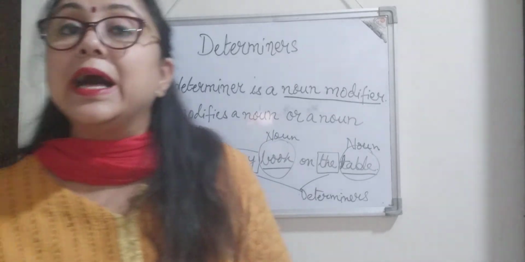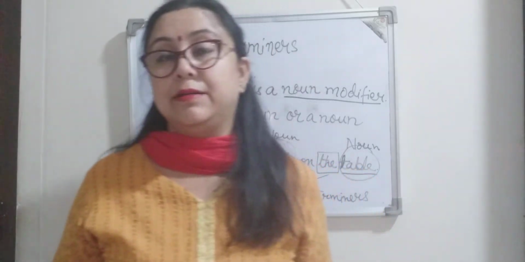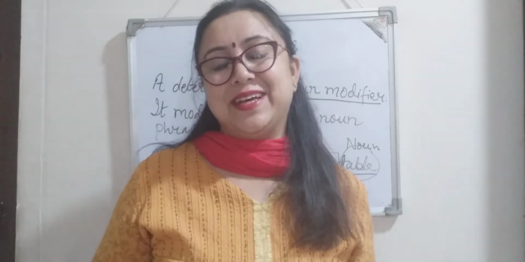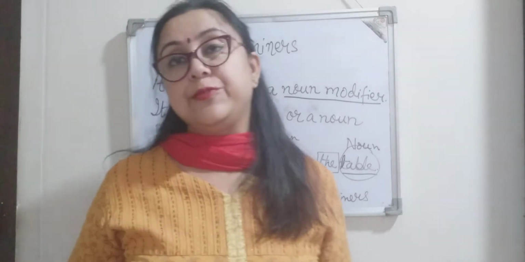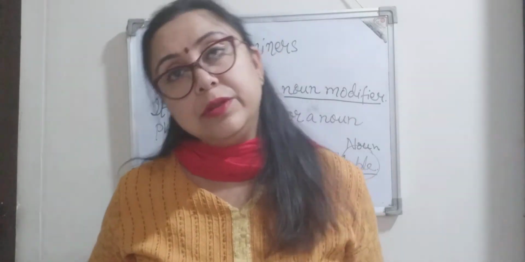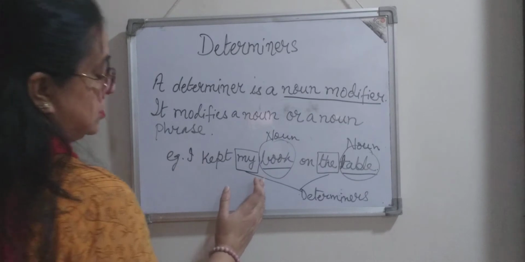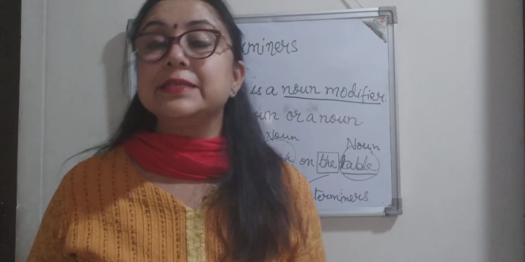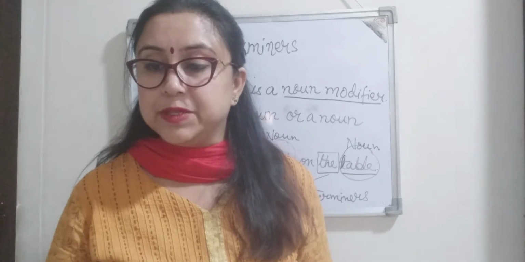So I hope all of you have understood what exactly determiners are. So I repeat once again, determiners are nothing but noun modifiers, noun or noun phrase modifiers, right? They give more information about a noun or a noun phrase. Clear? Now, one most important thing to be kept in mind is that most of the time determiners are placed before a noun, right? So they are placed before a noun or a noun phrase. I hope this part is clear.